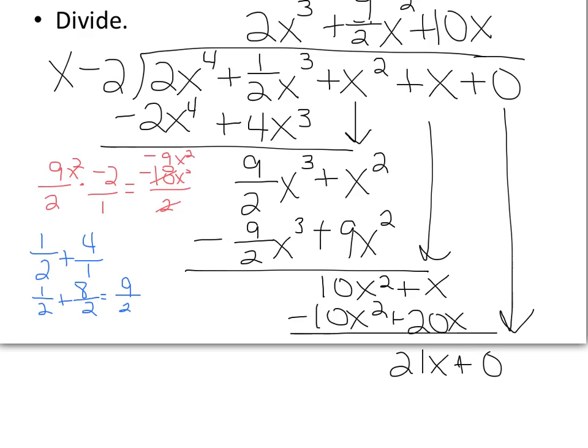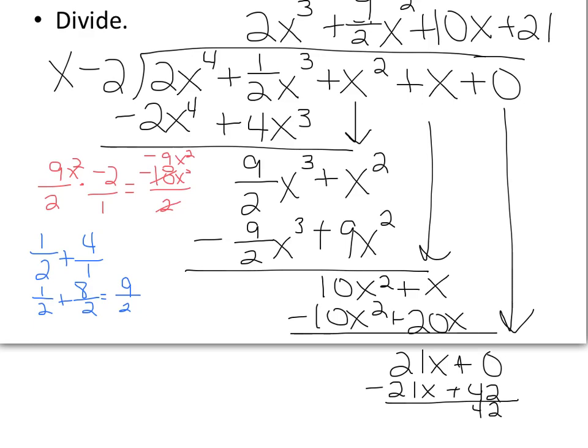So 21x times what is going to give me 21x? It's going to be plus 21. 21 times x is 21x. 21 times negative 2, sorry about that, 21 times negative 2 is negative 42. Change your signs, so you end up with 42 as your remainder. So you do need to add that plus 0 on the end, or you wouldn't have been able to get the 42 as your remainder.